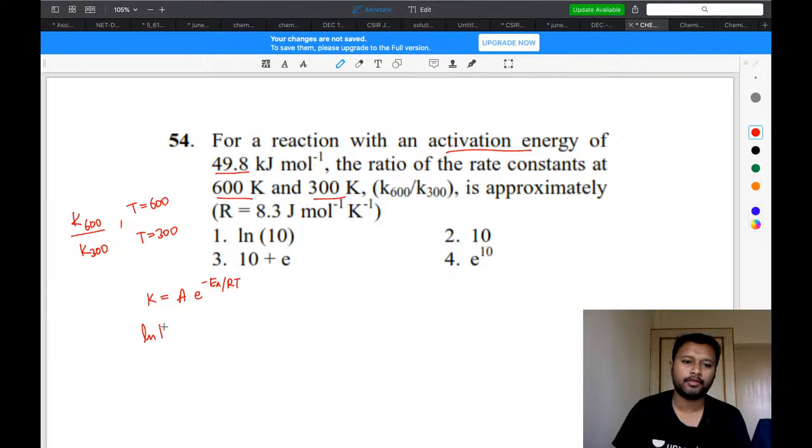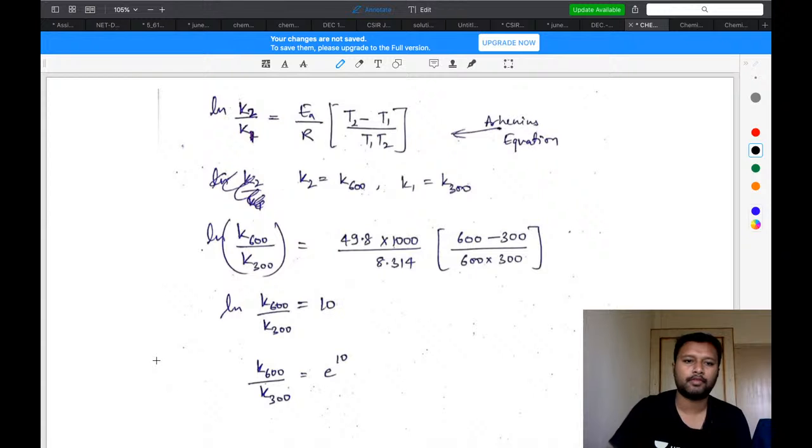If I take ln on both sides, it is ln K equals ln A minus EA by RT. If I take it for the first one, K1, A will remain A only, and the activation energy will be EA with T1. And for the second one, I'll write it like this, ln K2, because the activation energy will be the same, it does not change with the temperature. So ln K2 will be equal to ln A minus EA upon RT2. If you just take the subtraction of both of them, we have done it over here.